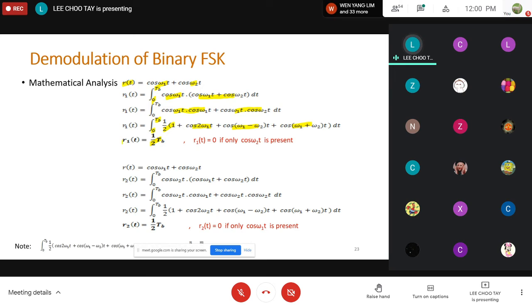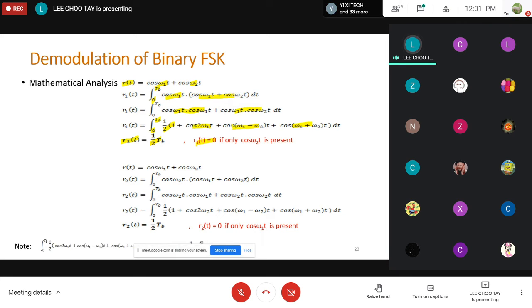All right, so your R1 will have an amplitude of half of TB here. But if only cos omega 2 is present, and you don't have cos omega 1, then your RT, that means within this bit duration, you don't have any energy. So it will be 0. And why is that possible?